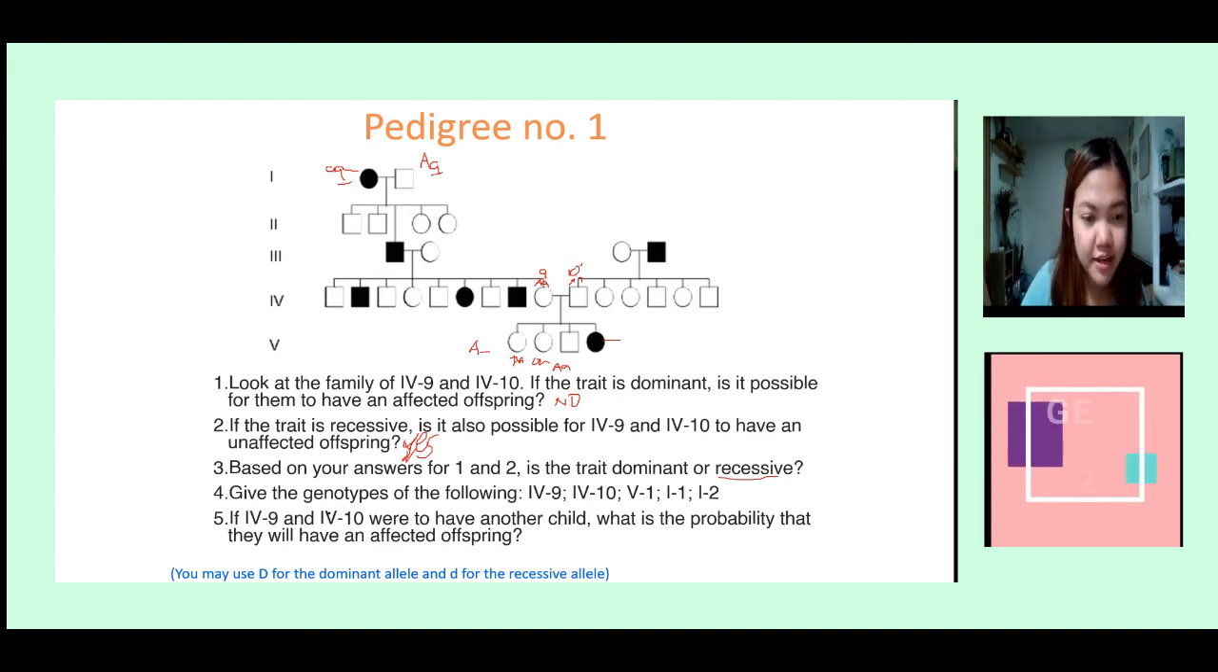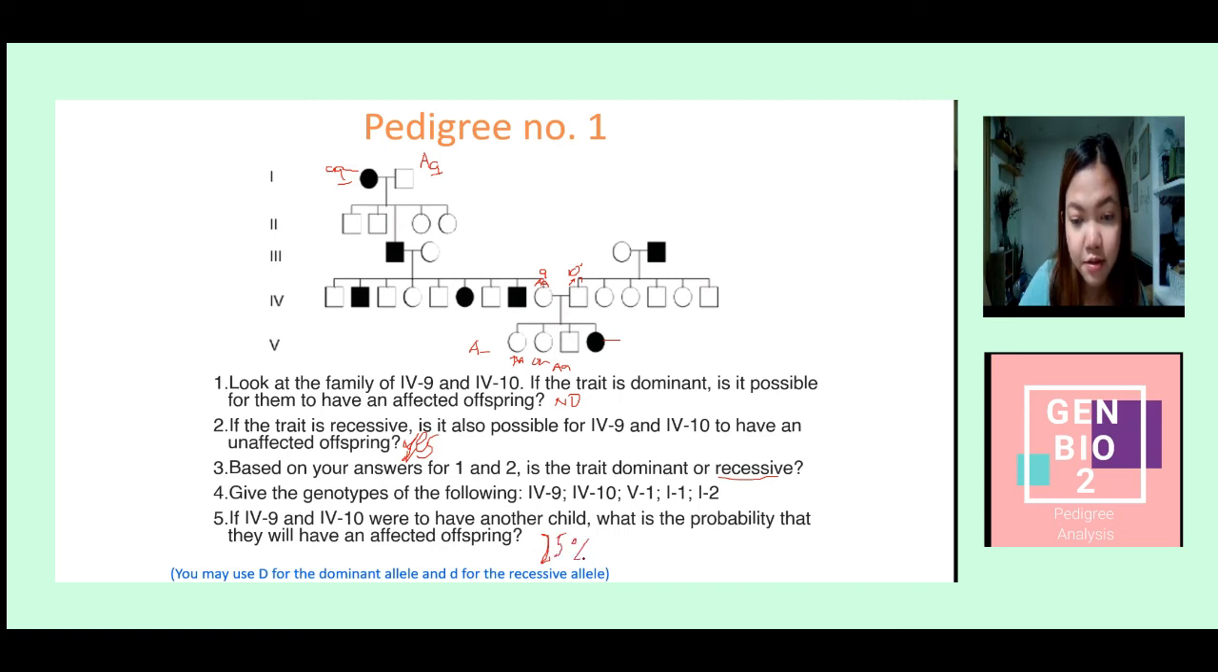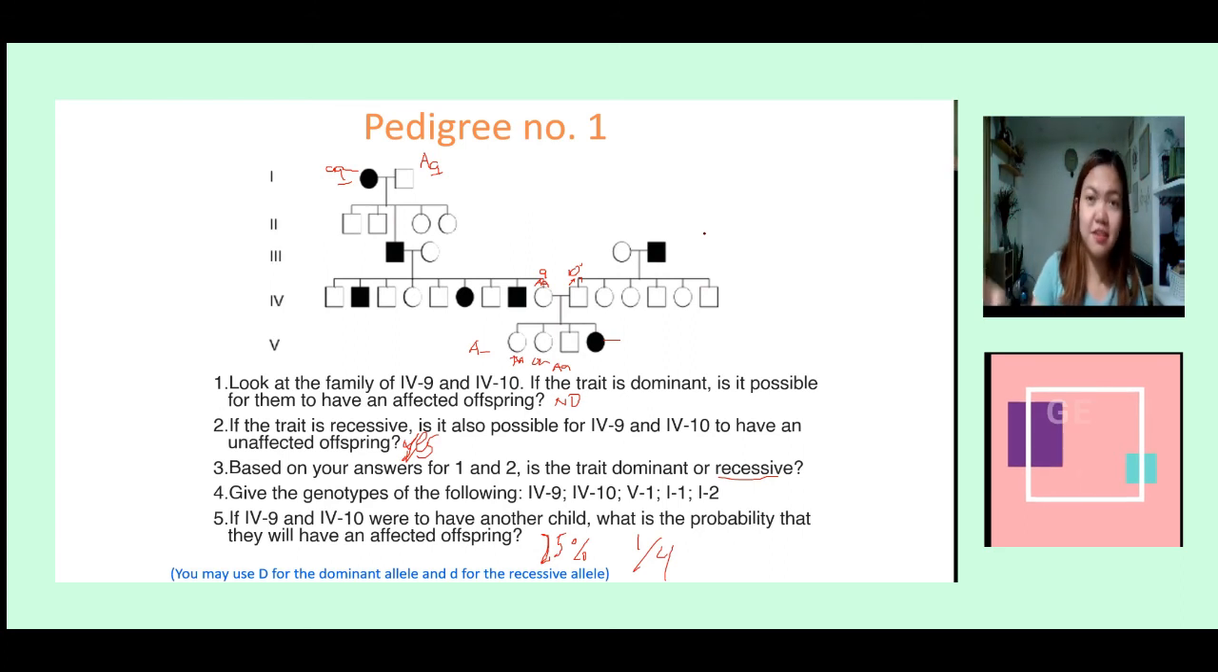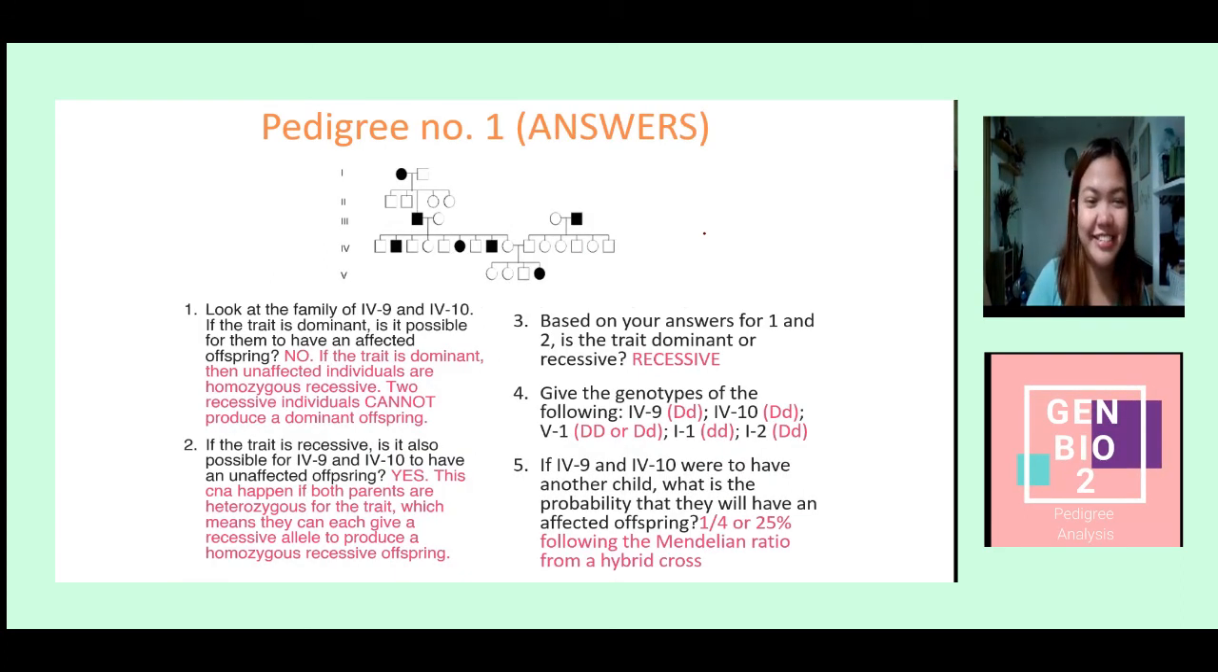Next, if 4, 9, and 4, 10 were to have another child, what is the probability that they will have affected offspring? So kung magkakaanak ulit itong 4, 9, and 4, 10, what will be the probability? The probability is 25% or 1/4. Kasi pag Punnett-square mo siya, yun. Gets yun na? Okay.